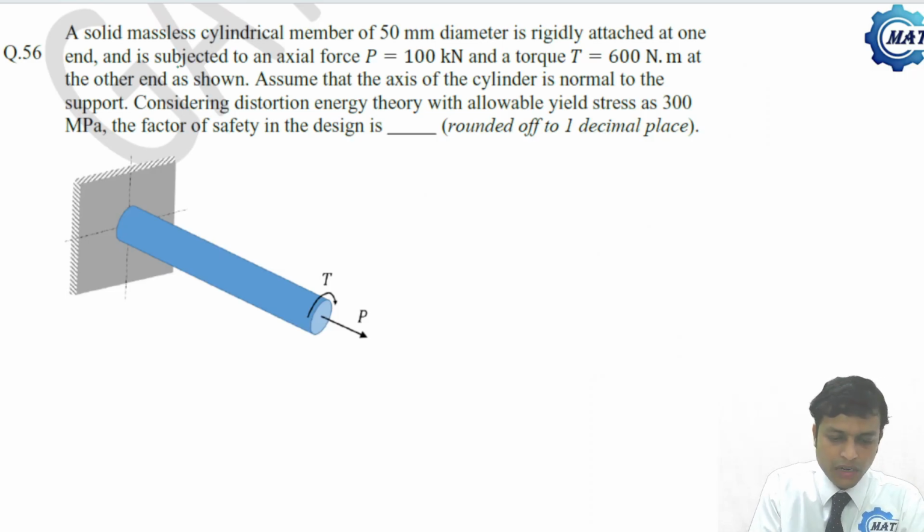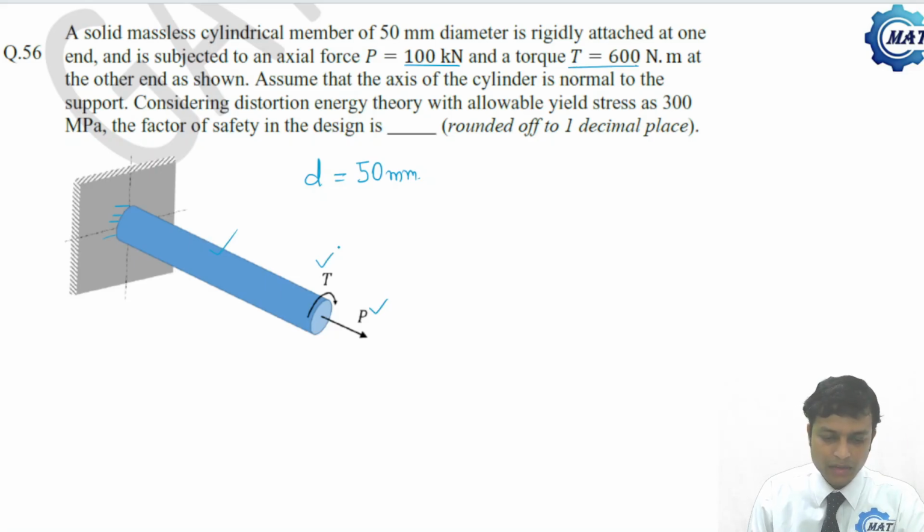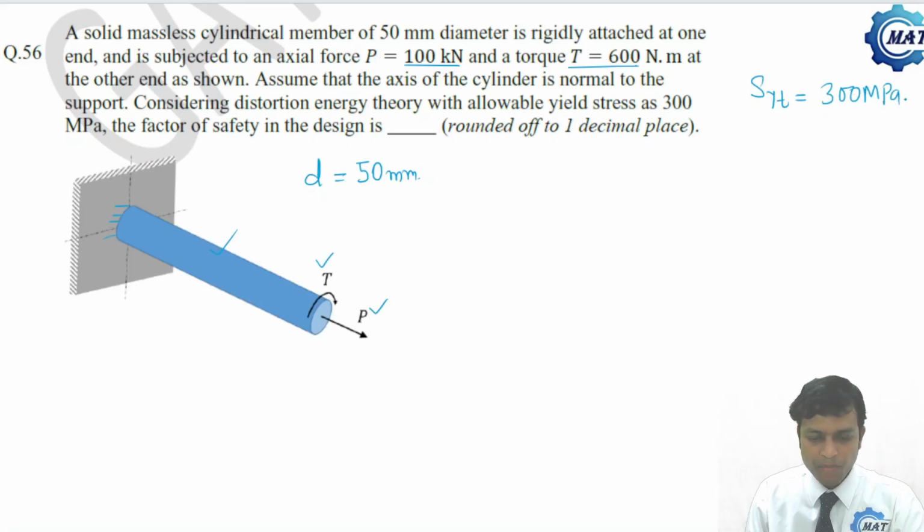A solid massless cylindrical member of diameter 50 mm is rigidly attached at one end, subjected to an axial force P of 100 kilonewton and a torque T of 600 newton meter at the other end as shown. Assume that the axis of the cylinder is normal to the support. Considering distortion energy theory with allowable yield stress SYT of 300 MPa, the factor of safety in design has to be determined.